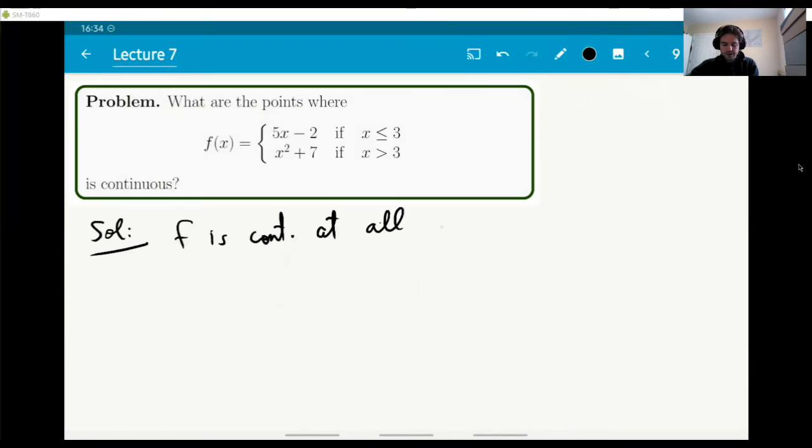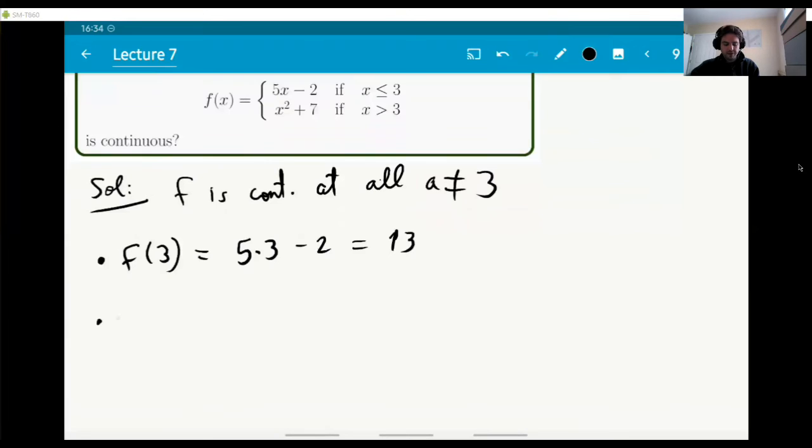I'm once again writing that it is continuous at all numbers different from 3 where the break happens. We just need to analyze 3. f of 3 exists according to this graph, to this formula. It's 13. That's similar to the first example. The limit, however, does not exist. That's where the problem happened.